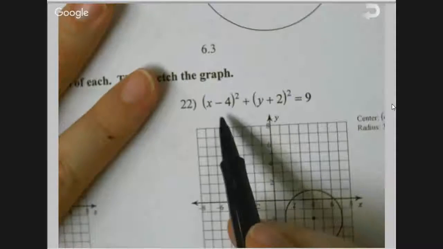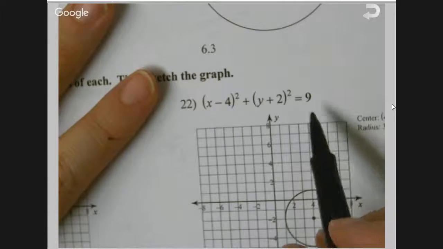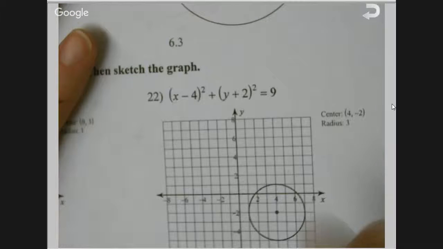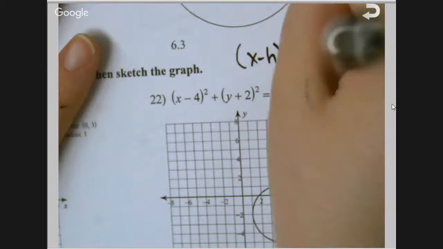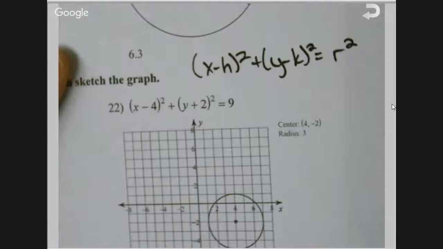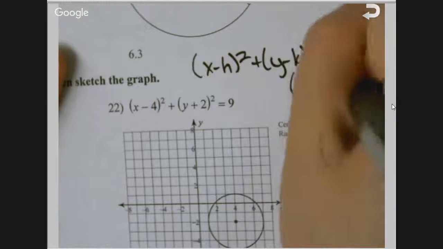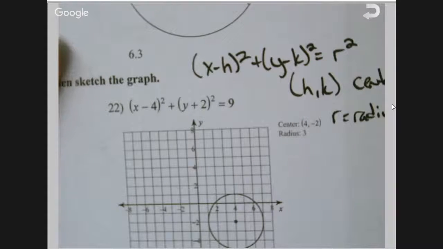Standard form is this kind of format. X minus a number squared plus y minus a number squared equals some number. And what happens is it tells you the center and the radius. It's technically x minus h squared plus y minus k squared equals r squared, where h, k is my center and r is my radius. Notice that h and k both switch signs, okay? I told you before, anytime it comes out of that parentheses, it's going to switch signs.